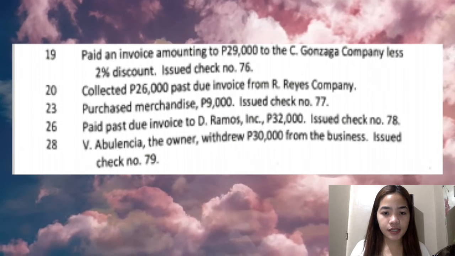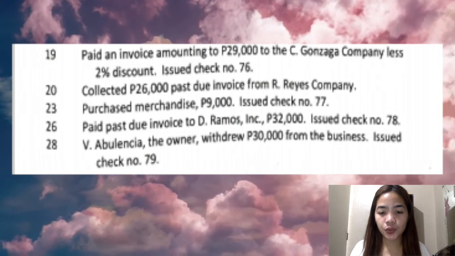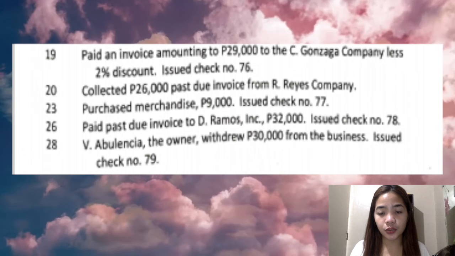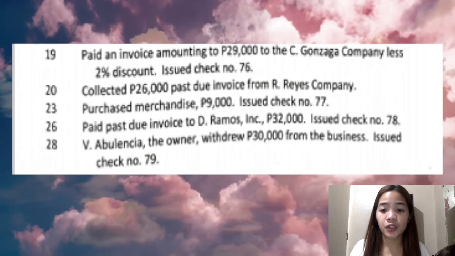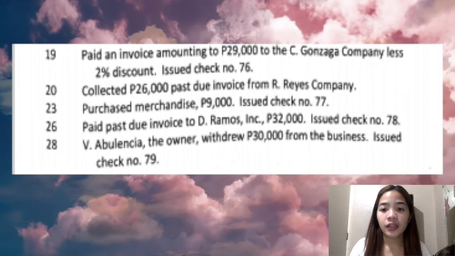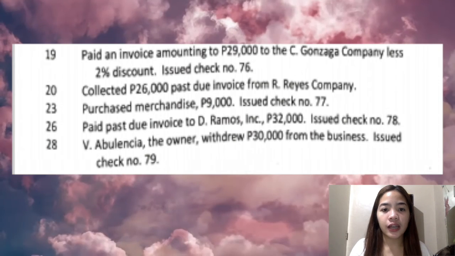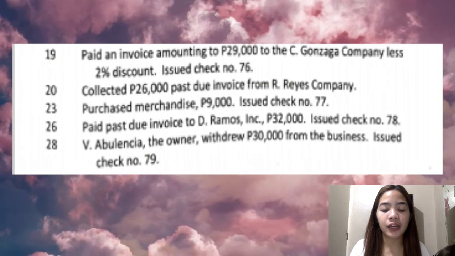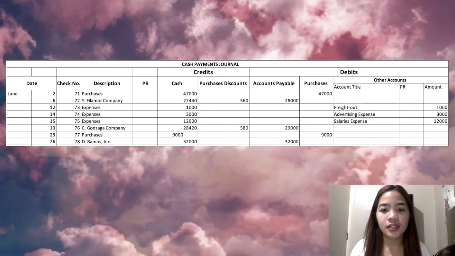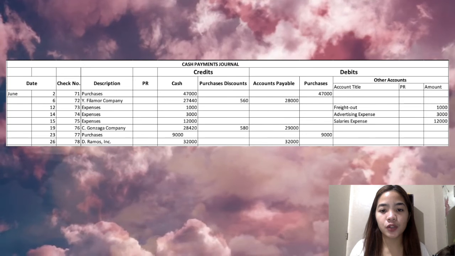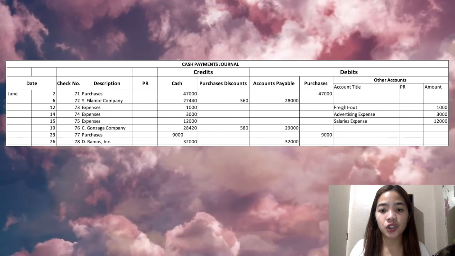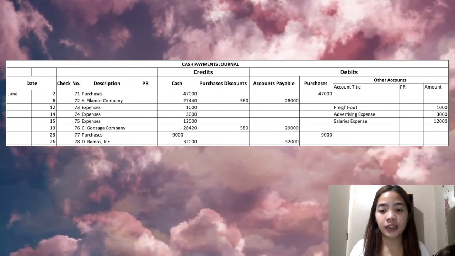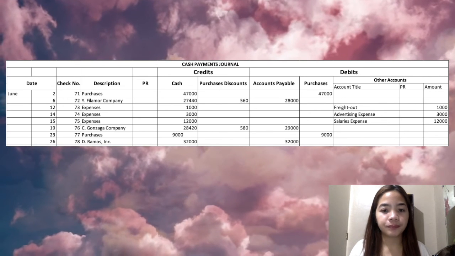June 26, paid past due invoice to D. Ramos Incorporated, 32,000, issued check number 78. Since past due naman siya, wala tayong discount, kaya as is na din yung amount. Lagay natin sa cash payments journal since nagbayad tayo. June 26, check number 78, description, D. Ramos Incorporated, credit natin cash 32,000, and debit natin is accounts payable.